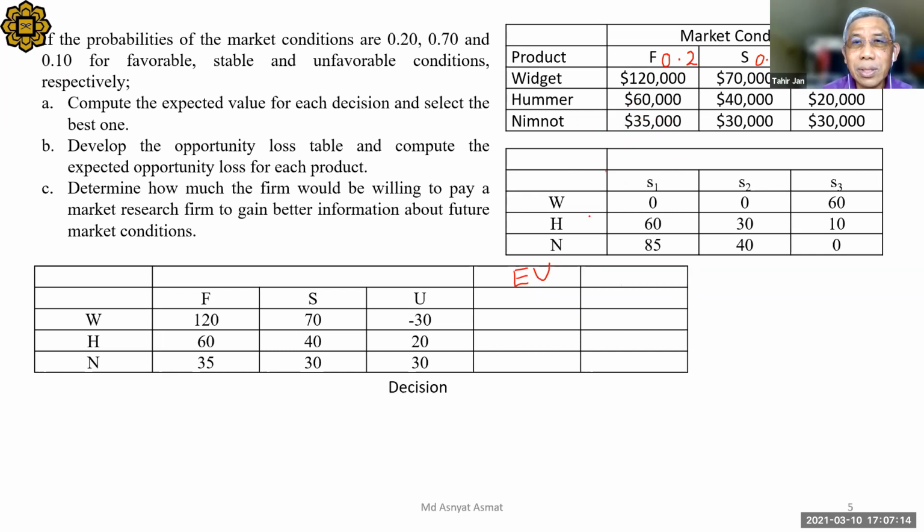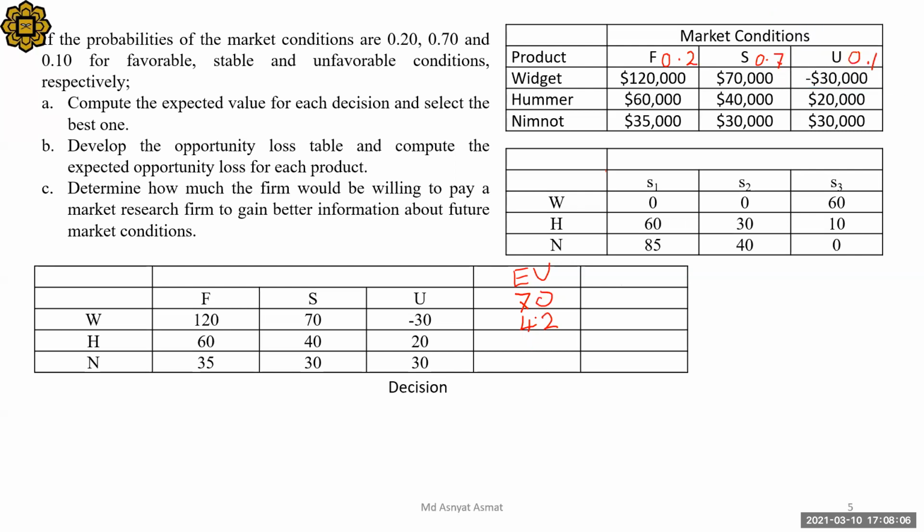For the first one, 0.2 times 120,000 plus 0.7 times 70,000 plus 0.1 times negative 30,000. So what do you get? 70,000. I just put 70 here. Then for the next one, the same way. What do you get? 42. Yes, 42. Then the next one.